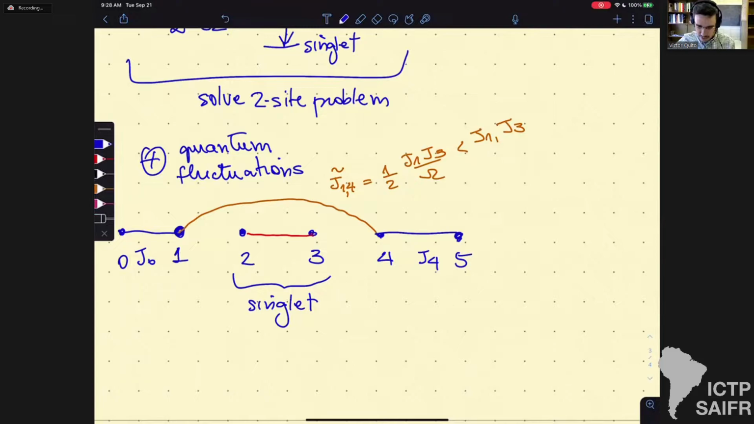It can be generalized to other dimensions as well, but the topology of the lattice will change. And strong disorder, because this step of freezing 2 and 3 into a singlet requires that the neighbors are not comparable to the original coupling, the middle coupling here. Otherwise, this singlet approximation would be bad.